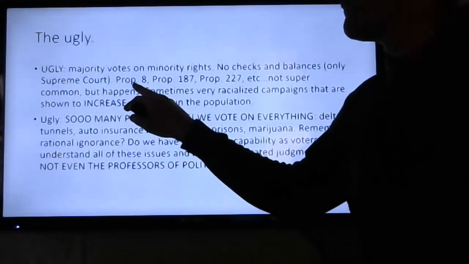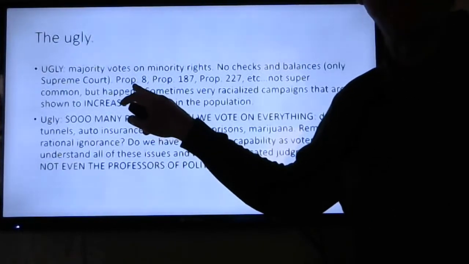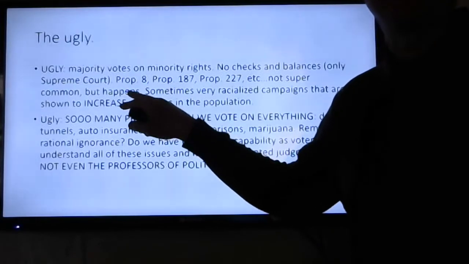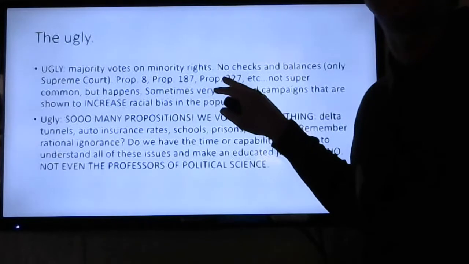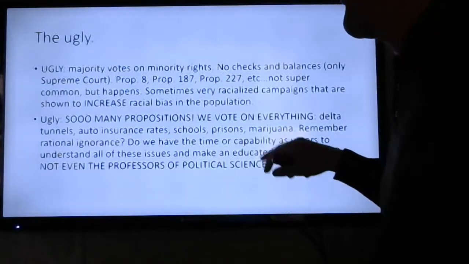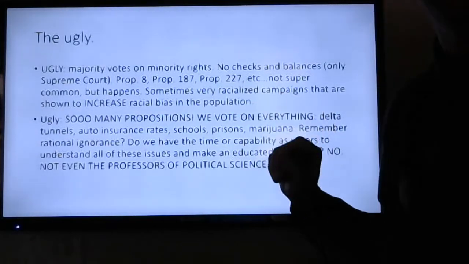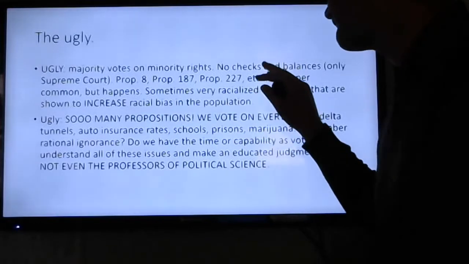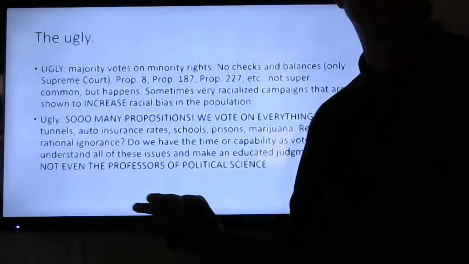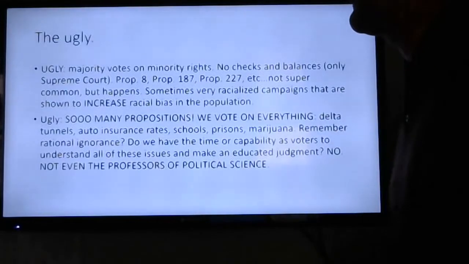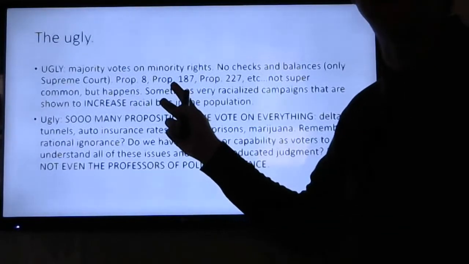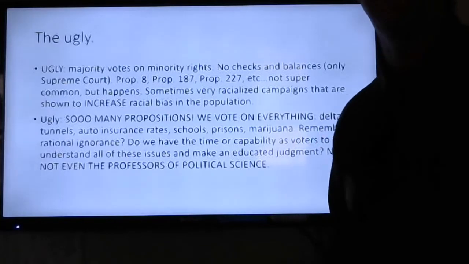So Prop 8 was the anti-gay marriage initiative. That was overturned eventually by the courts. Prop 187 was also eventually overturned by the courts. I think that's supposed to be Prop 207, okay? All of these are majority votes on minority rights. And I just get really nervous when we're doing things like demonizing undocumented immigrants, things like that.